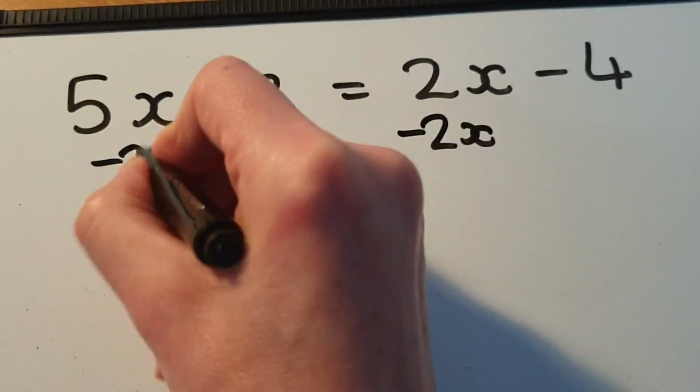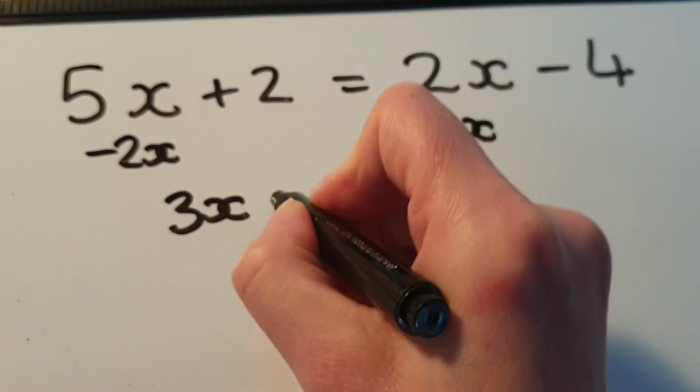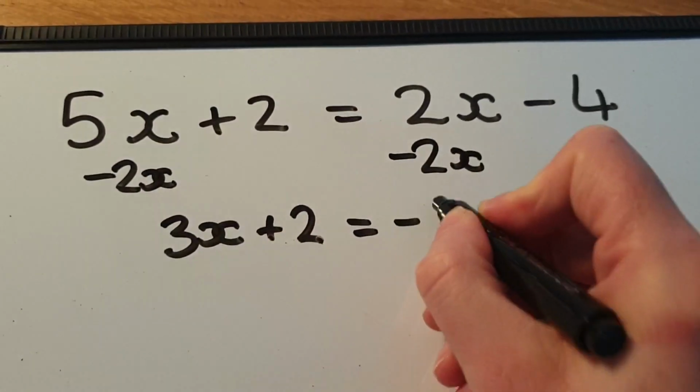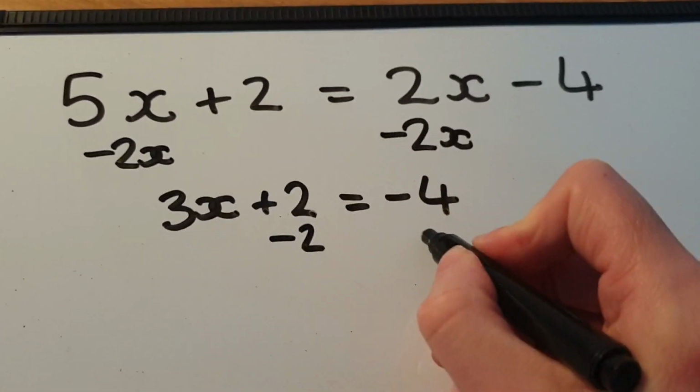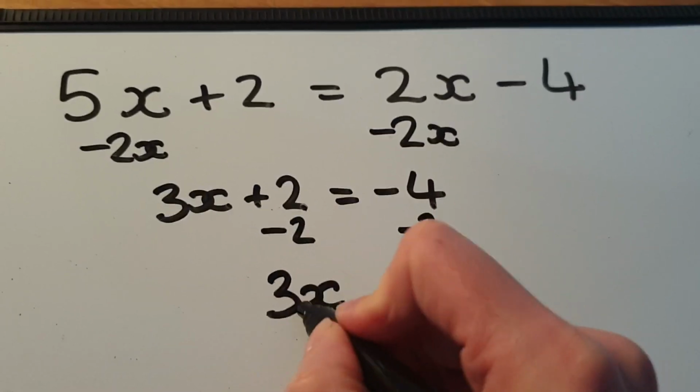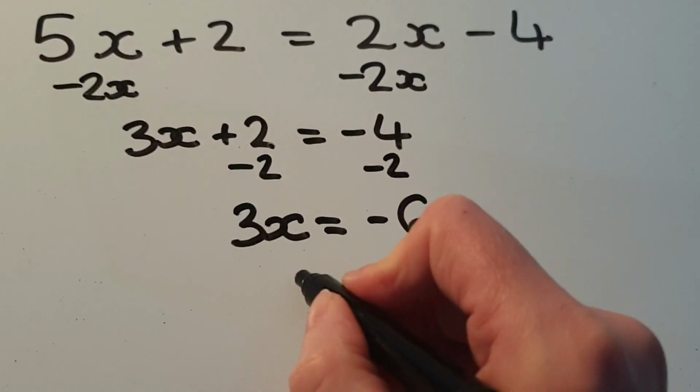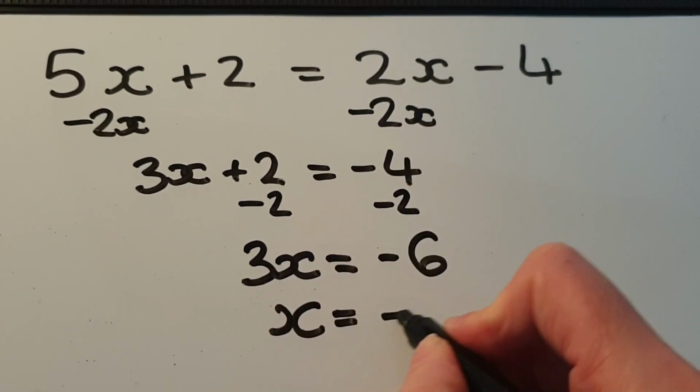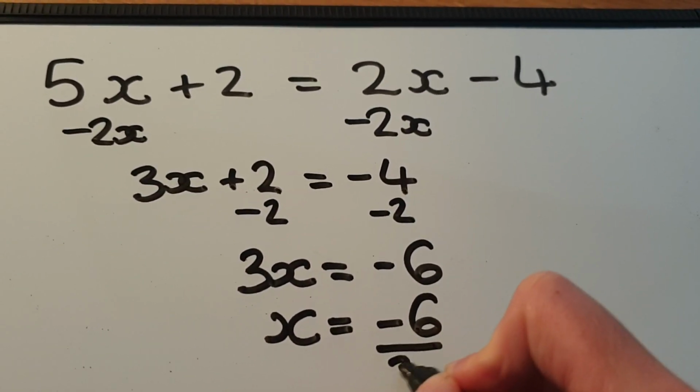Okay, so we're going to subtract 2x from both sides. So 3x plus 2 equals negative 4. Now when we take away 2 from both sides, we're going to get 3x equals negative 6. So this is where the negative part comes in. We're now going to divide negative 6 by 3.